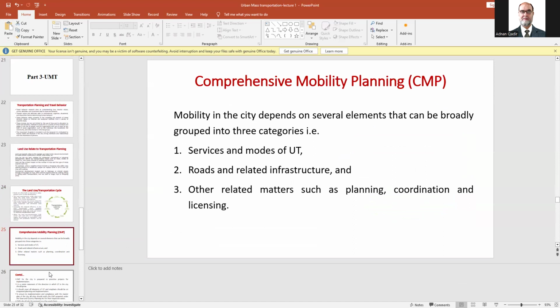Now, there is a terminology known as comprehensive mobility planning, CMP. It depends on several elements: service and modes of urban transportation, roads and related infrastructure, and other matters such as planning, coordination, licensing. So we have to have a comprehensive plan to cater to the mobility needs of the people living in the city or near the city. Without understanding each of the categories, your comprehensive mobility plan will not be comprehensive anymore. We have to cater to all those three important things while having a comprehensive mobility plan.